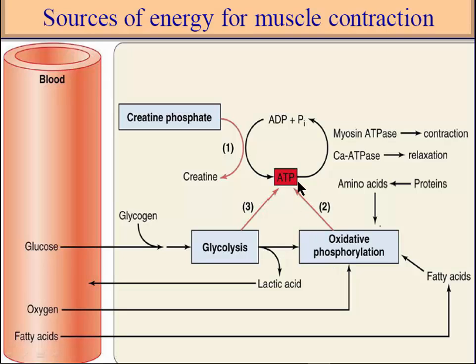ATP is needed for muscle contraction and needed for muscle relaxation, for pumping of calcium, and needed for the maintenance of the ionic environment inside and outside the cells. And this is the end.